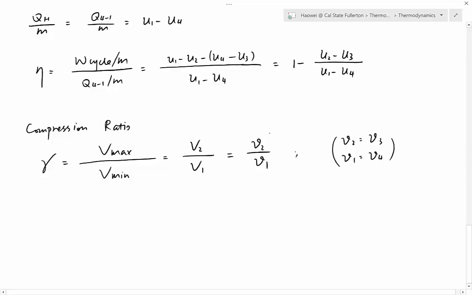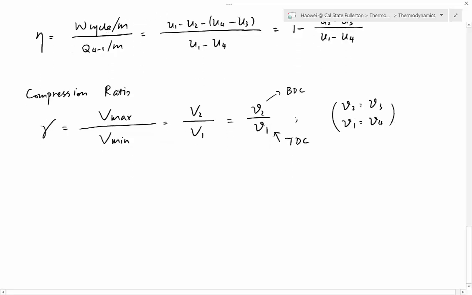When do you have nu2? When do you have the biggest volume? When the piston is at the bottom dead center. The bottom, the lowest it can go. When can you have the smallest volume? That's when the piston is at the top. We call it top dead center.